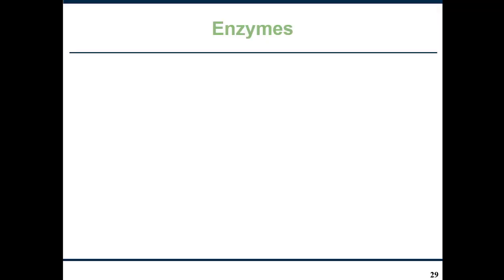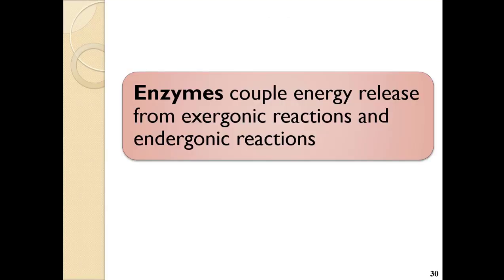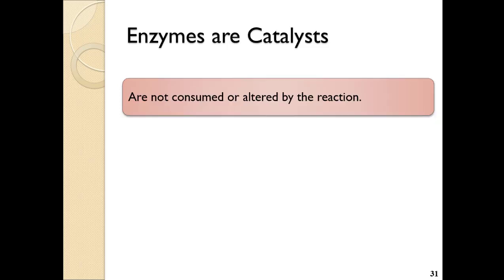Okay, so that's energy. Now let's talk about enzymes. Enzymes are incredibly important in your body. What they do is they couple the release from exergonic reactions and endergonic reactions. In other words, they help with both exergonic and endergonic reactions. They are primarily proteins, so a lot of the proteins in your body are enzymes. They basically help to move these reactions along. The enzymes act as catalysts, so that's what I mean by they help to move these reactions along.